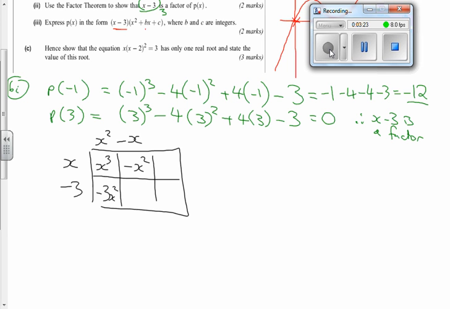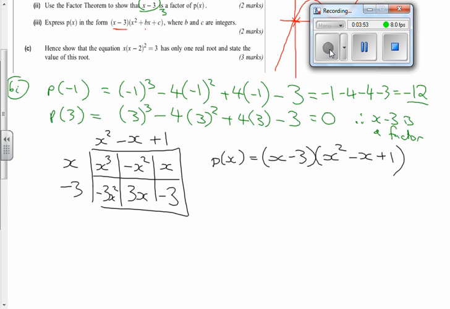That means I'm going to need a minus x there. Minus x times 3 gives me 3x's. I don't want 3x's, I want 4x's. So I need another x there. That means I need a plus 1 there. 1 times minus 3 is minus 3. Good, that's what we wanted it to be, because that's what the question said at the beginning. So this tells us that the big long cubic that we were looking at is actually the same as x minus 3 times by x squared minus x plus 1.